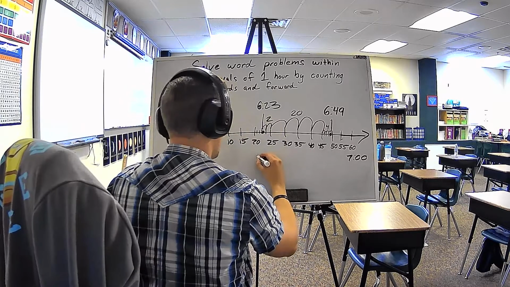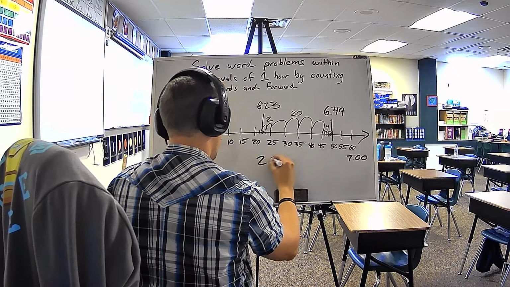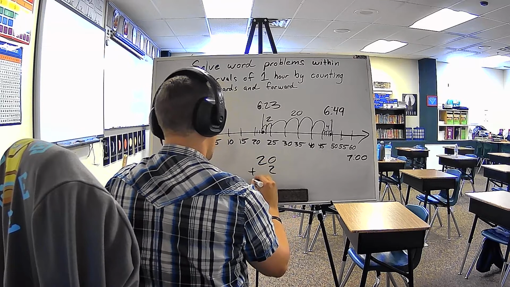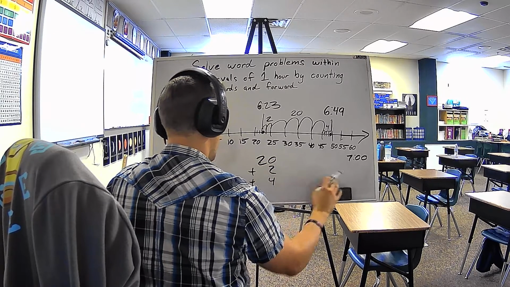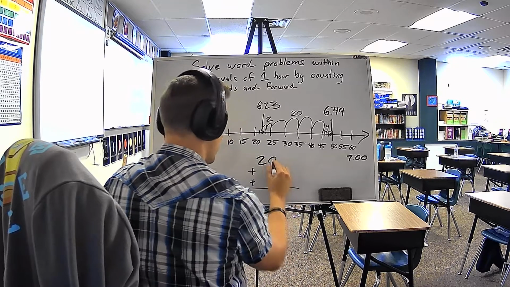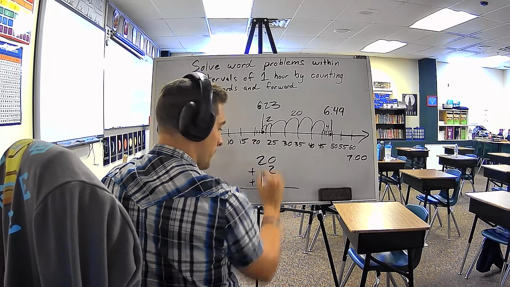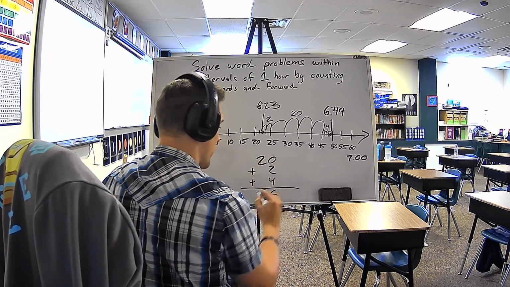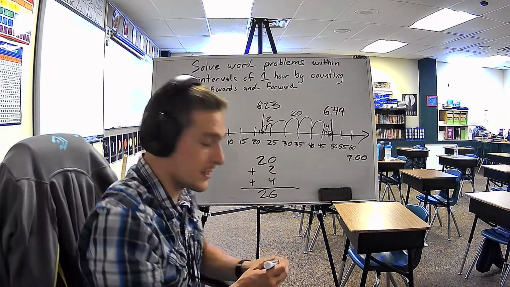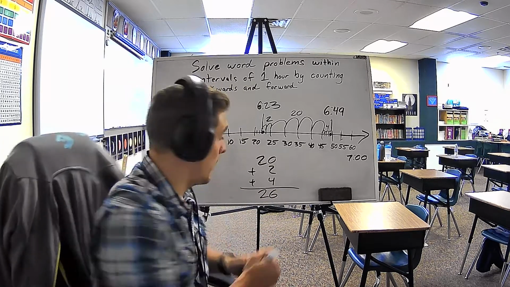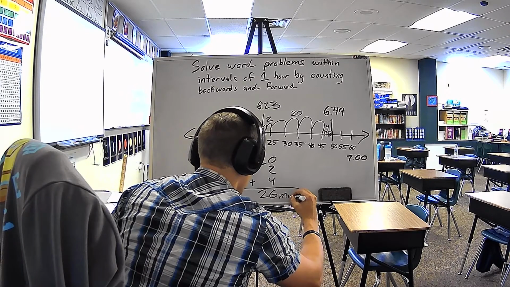You can go 20 plus 2 plus 4 to find that your answer would be 0 plus 2 is 2, 2 plus 4 is 6, 2 not being interrupted by anything, so just drop straight down, would be 26 minutes. And I'll even write that, 26 minutes.